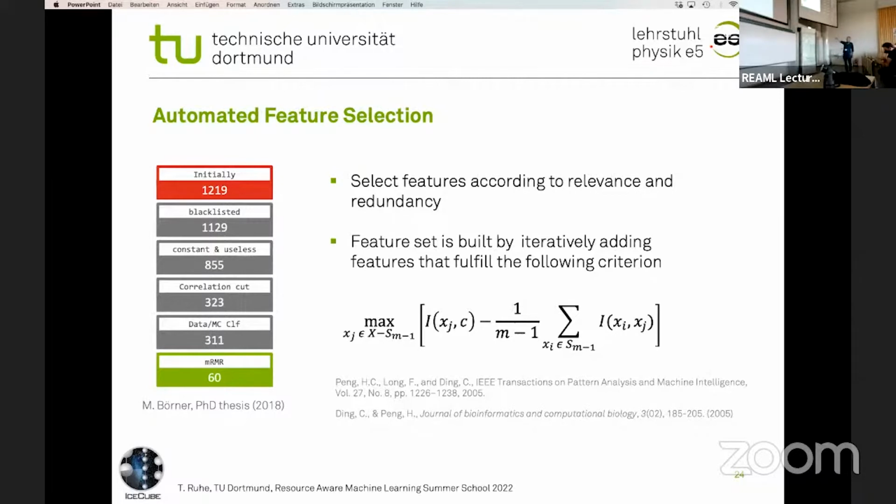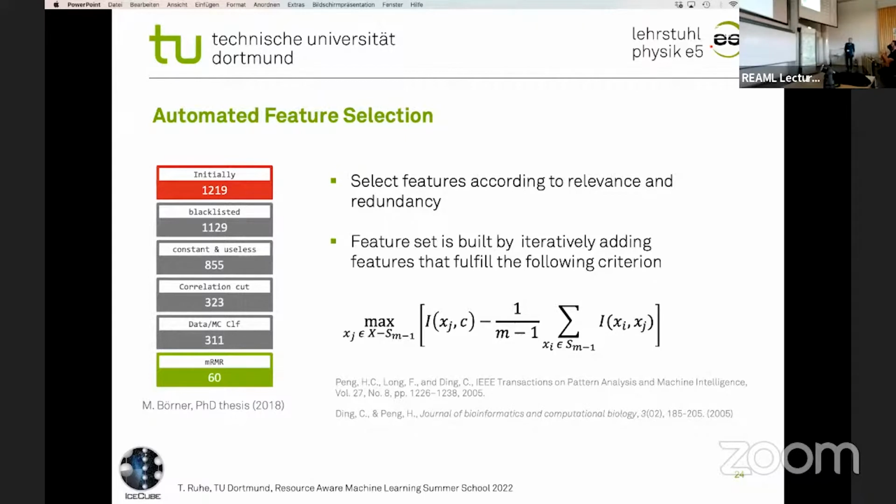Then we have to check whether our data and the simulation that we use for the training are good enough. We do not have annotated historical events, so we have to rely on simulations. If all of this is simulated well enough to be used in a classifier, then we use something called MRMR, so minimum redundancy, maximum relevance. And in case you do not know this, MRMR basically just selects features according to relevance and redundancy.